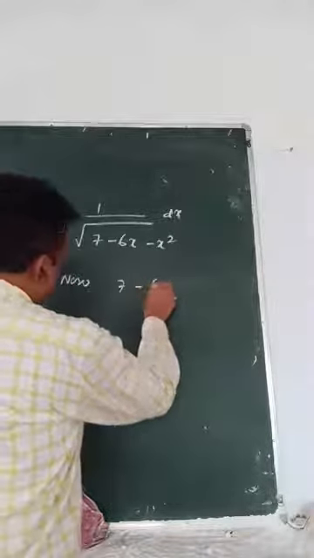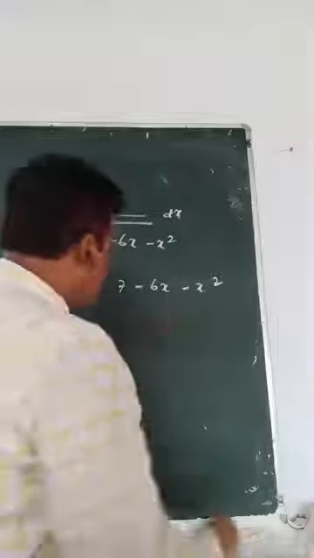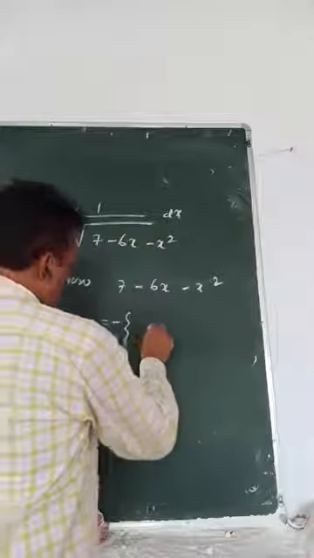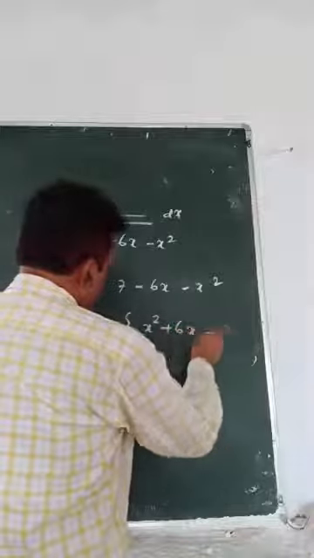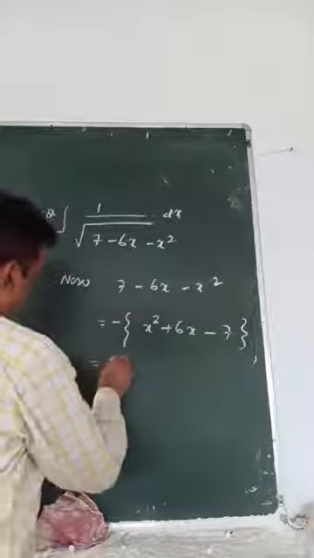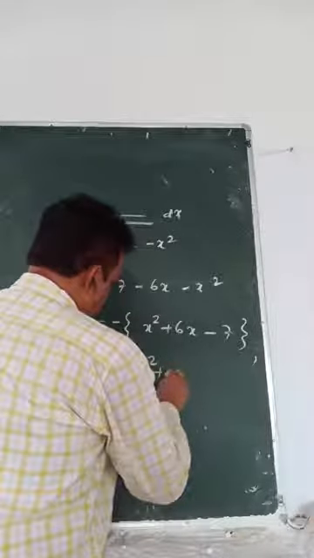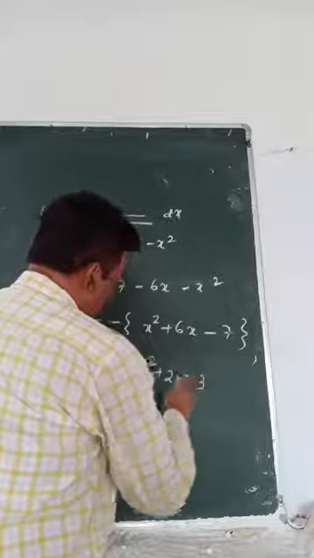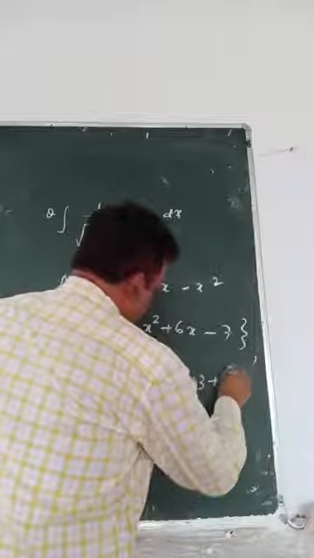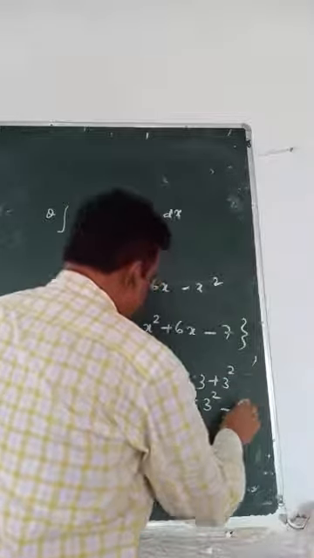7 minus 6x minus x square. You have to simplify how? Now you are taking minus common. This is x square plus 6x minus 7. Okay. Then minus x square, 2ab, 2 into x into 3. 2ab, so b is 3. So plus 3 square minus 3 square minus 7.